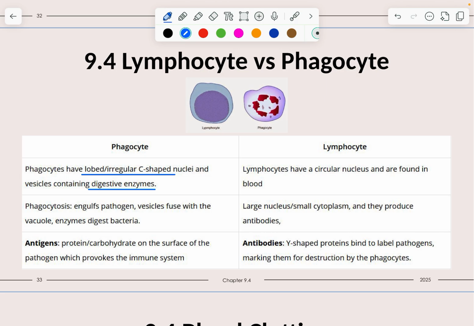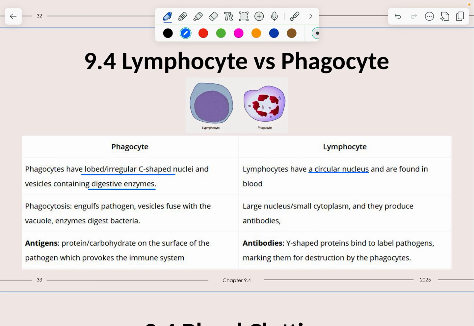And the lymphocyte has a circular nucleus and is found in blood. But what the lymphocytes cannot do is undergo phagocytosis. Instead, they are more of the scaredy cats. But they actually play a very, very big role. They produce what we know as antibodies.